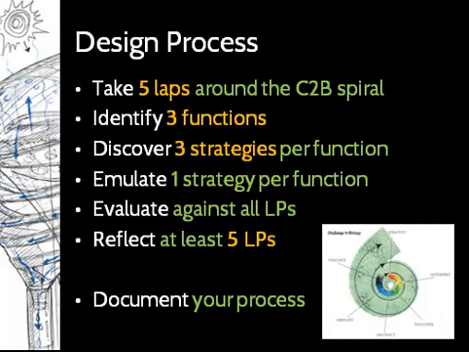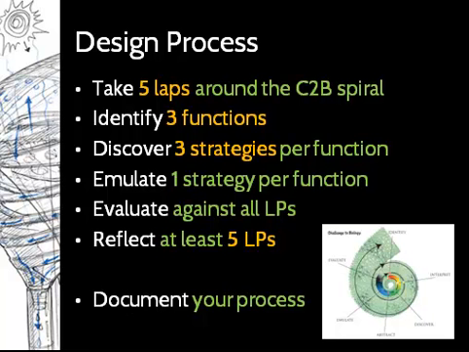Okay, just to go through again what your design process is going to be, and this is exactly the same as we talked about in week 5, but I know at that time you weren't really thinking about it all that much. You're going to take at least 5 laps around the Challenge 2 Biology Design Spiral. Okay, so when I say 5 laps, you go through identify, interpret, discover, abstract, emulate, and evaluate. That's 1 lap. Okay, you're going to do that at least 5 times. And you're going to document your process each time.